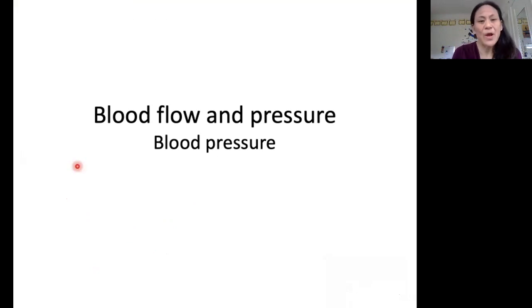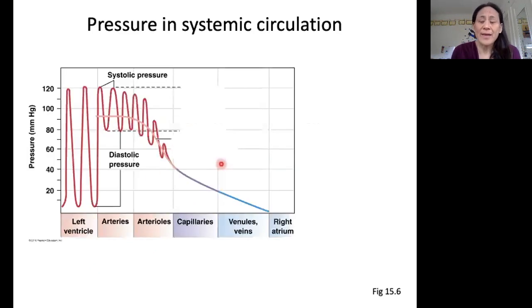In this video, we are going to be talking about blood pressure. In this section, we're basically going to be focusing on this plot right here, which shows the pressure of the blood as it moves through the systemic circulation. What you can see on the y-axis here is the pressure in millimeters of mercury, and on the x-axis are the different locations in the systemic circulation. There are a couple of things that I would like to point out to you about this plot.